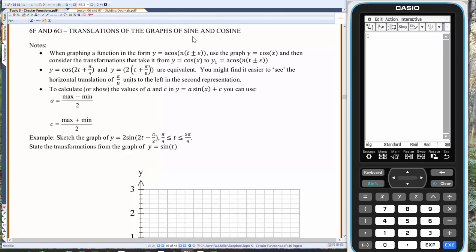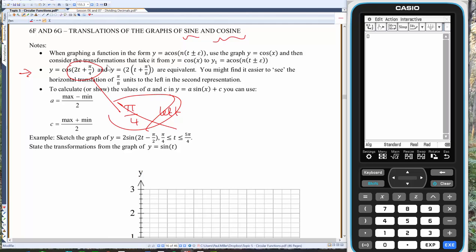We've already sketched sine and cosine functions, but this time we're going to do them with translations. There's a number of notes here, but the key note to understand is this one here, that when we're graphing y equals cosine 2t plus pi on 4, we need to note that that translation is not pi on 4 left, okay? It is not that, okay?